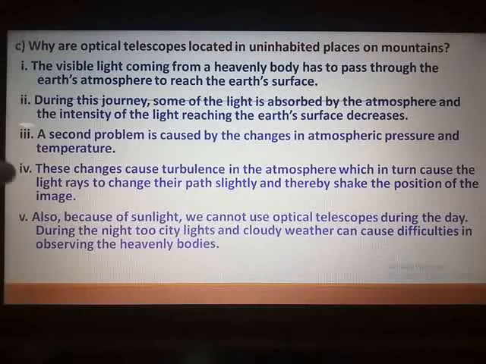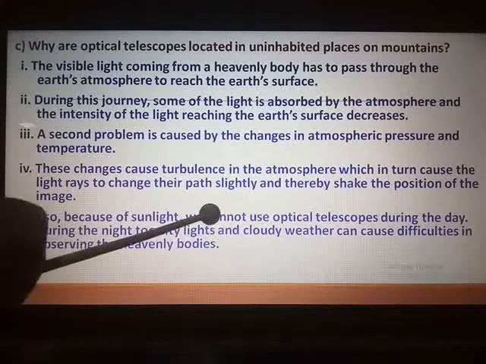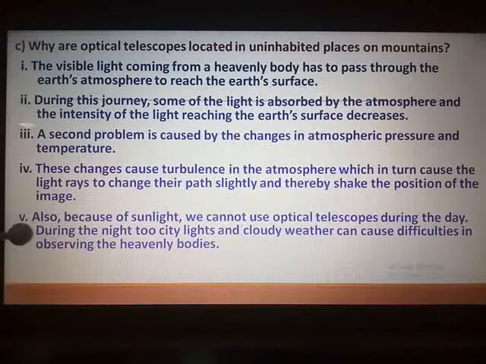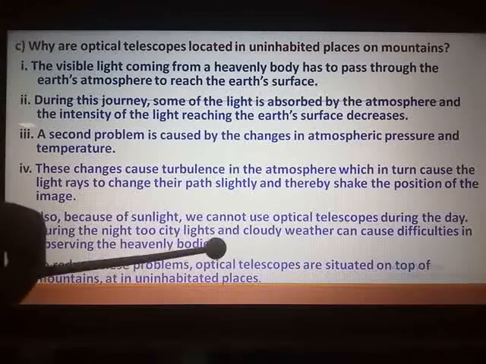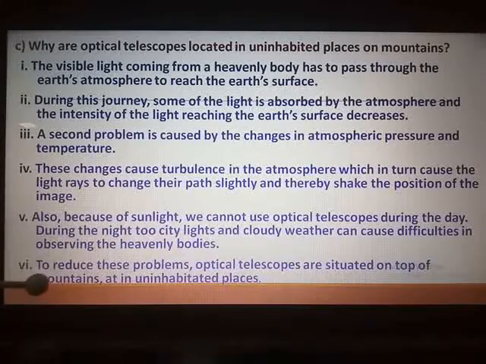Point number 5. Also, because of sunlight, we cannot use optical telescopes during the day. During the night too, city lights and cloudy weather can cause difficulties in observing the heavenly bodies. Last point, to reduce all these problems, optical telescopes are situated on the top of mountains in uninhabited places. So these are the 6 points ahead of you.